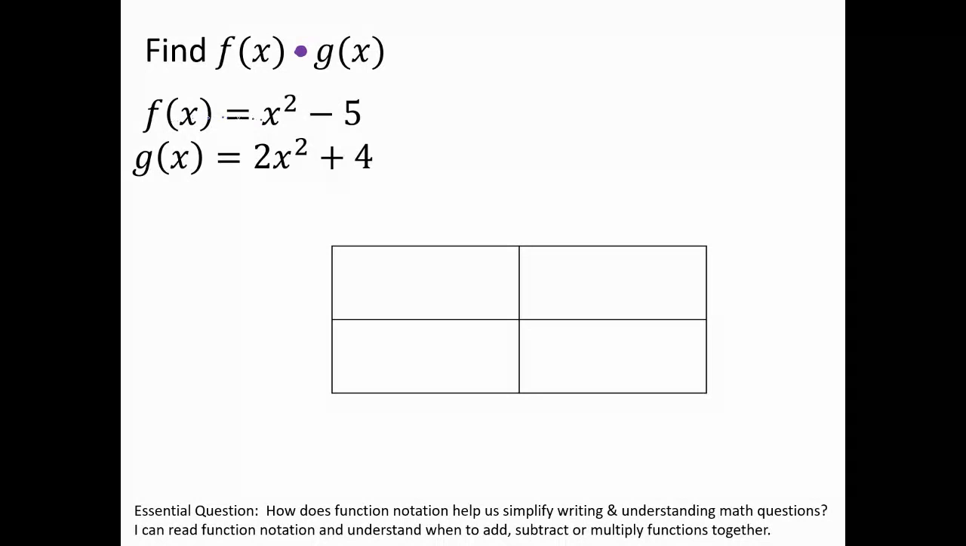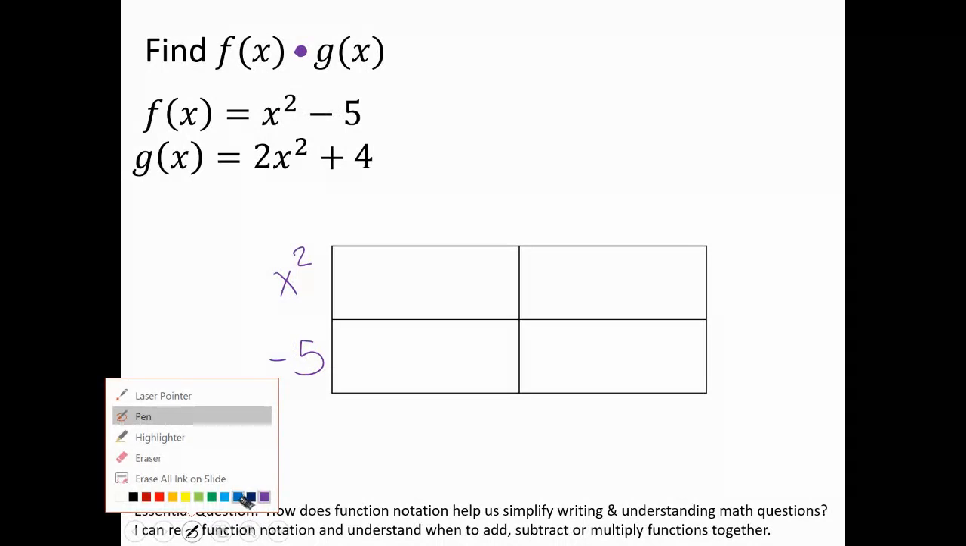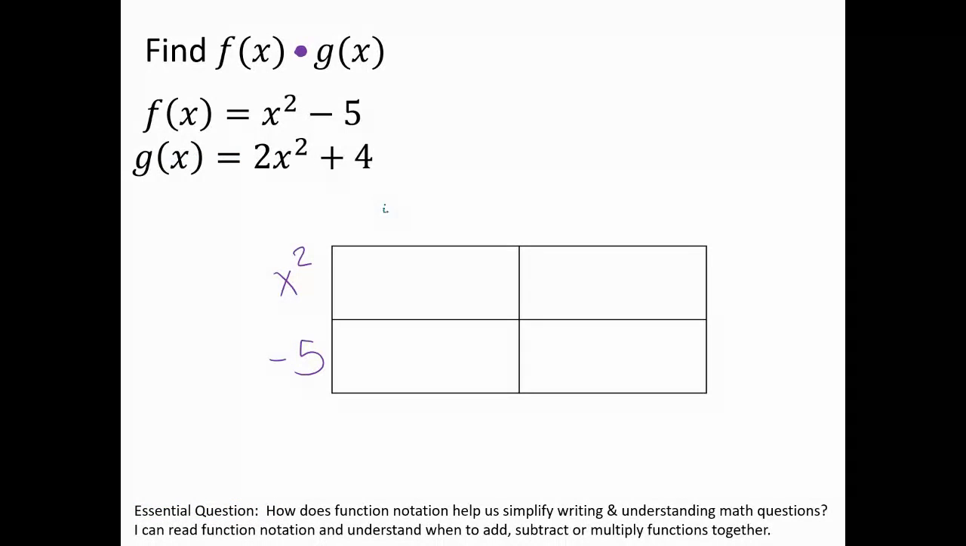Just make sure if it's f of x, you want to put it on the left side or the right, or on the top. It doesn't matter. And then just make sure if they're in the same function, they need to be on the same side. And then we're going to put this g of x on the top. Plus 4. And then just like when we multiplied polynomials, you're going to multiply them to fill in the middle.